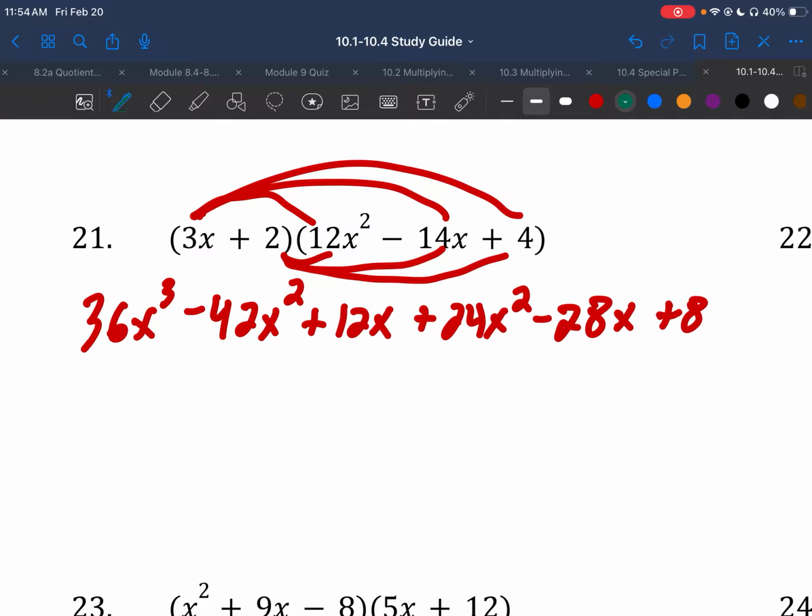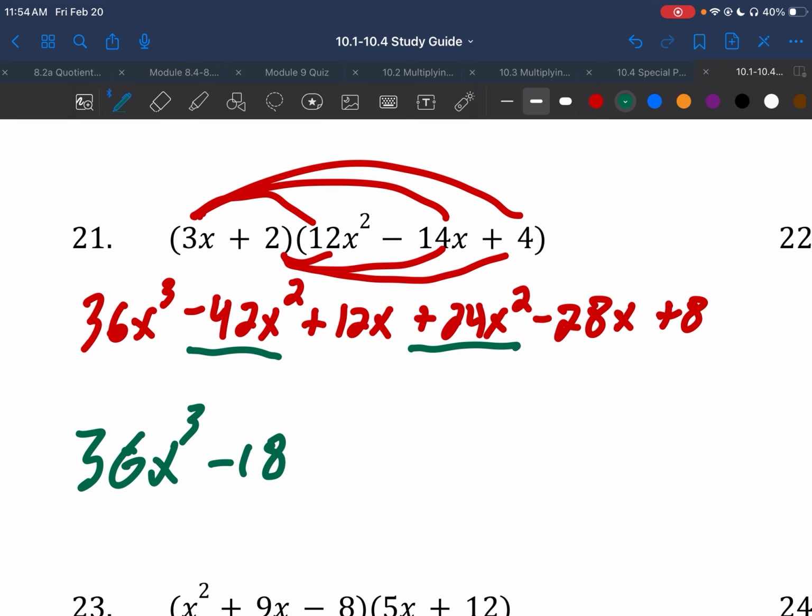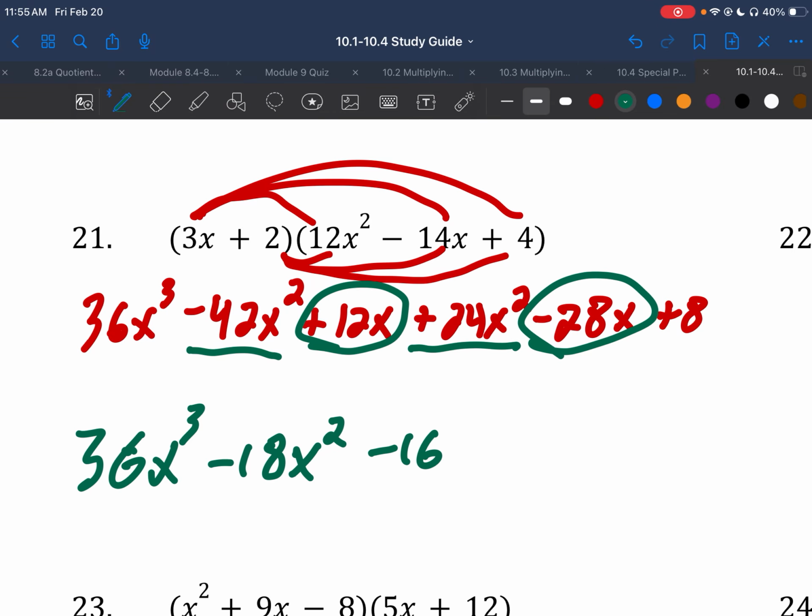Combine like terms, I have, first off, there are no other cube terms, so 36x cubed is in front. Negative 42x squared plus 24x squared is minus 18x squared. 12x minus 28x is minus 16x plus 8.